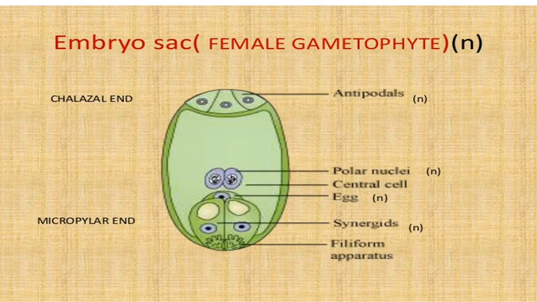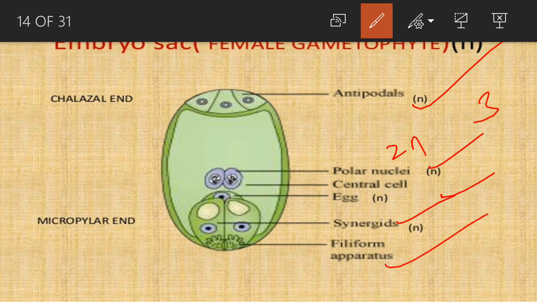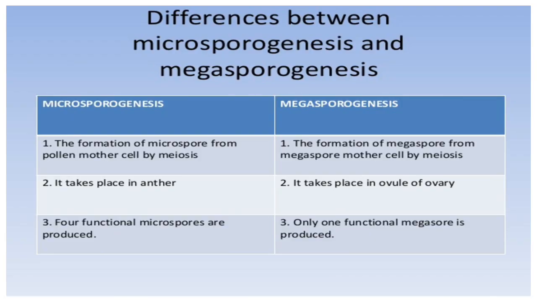Now the next diagram is the diagram of the embryo sac. The embryo sac consists of 3 antipodal cells, and the central cell with the polar nuclei, which will fuse to form 2n, and synergids with the filiform apparatus, and the egg lying between them. So this is the structure of the embryo sac.